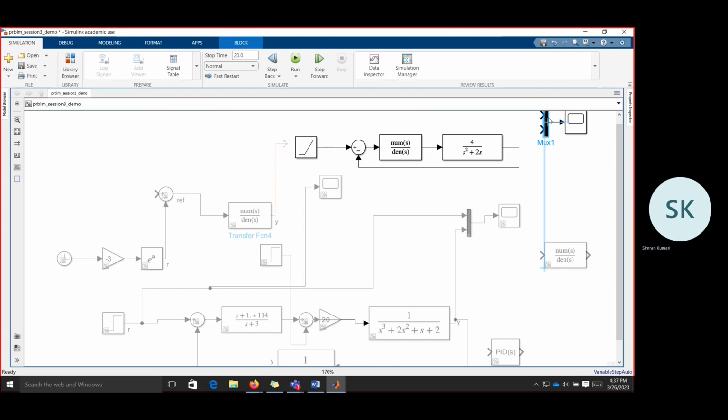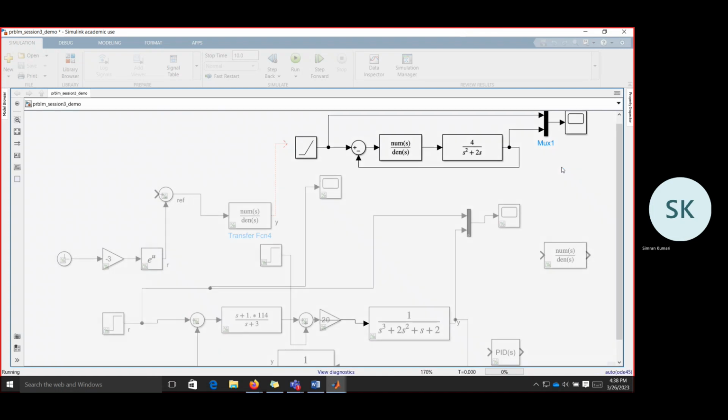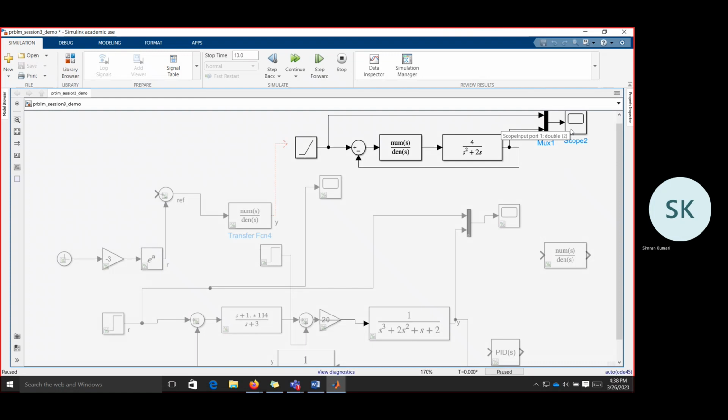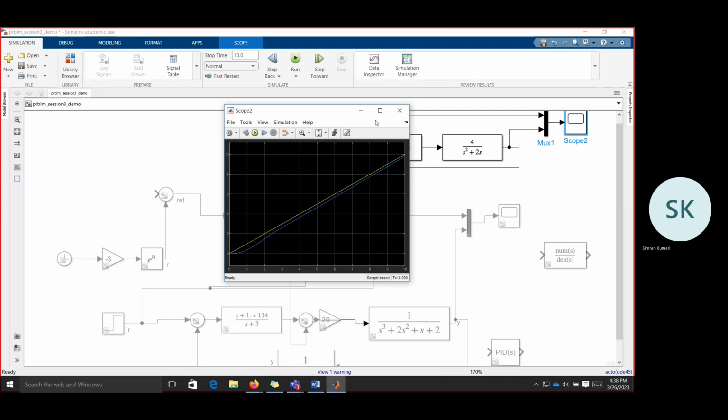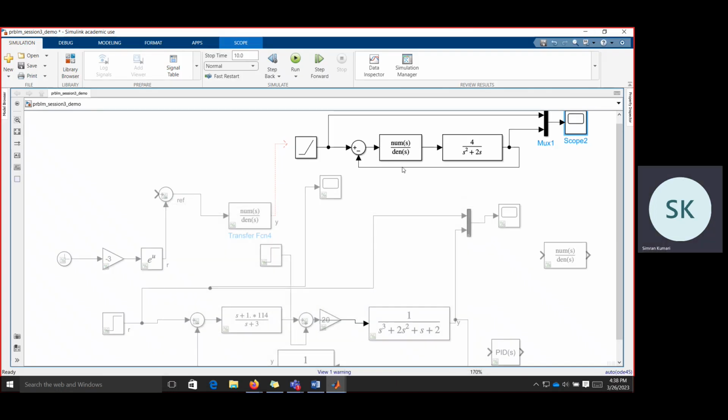Mux will just concatenate these. We have this reference. We have this output. Let us see. Select this one. So if you see, this yellow one is the ramp signal and the blue one is the response, for this compensated system.